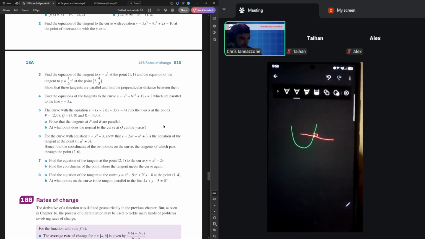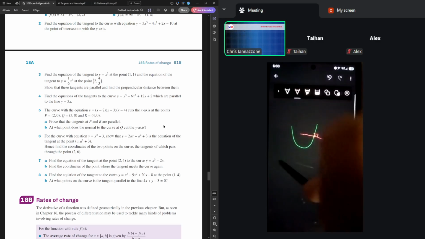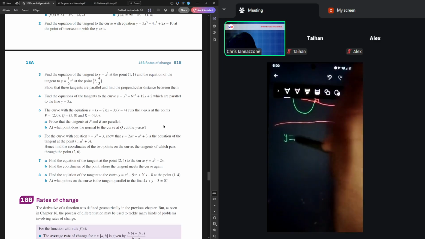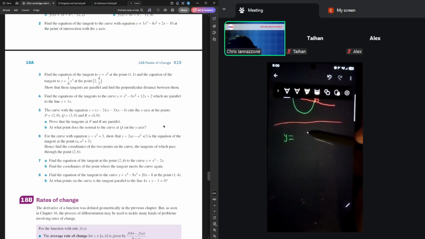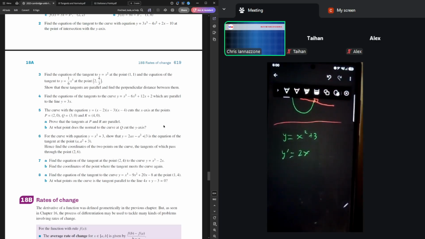Okay, so how do we find a tangent? We need the point and the gradient. The point is already given to us, even if it's not fully numerical, so we don't really need to do anything from that aspect there. What we do need is the gradient. We have our function, so whenever we have our function, we can always find the gradient of said function by finding its derivative. So if y is equal to x squared plus 3, which it is, then the derivative y dash, or dy dx, is therefore 2x.